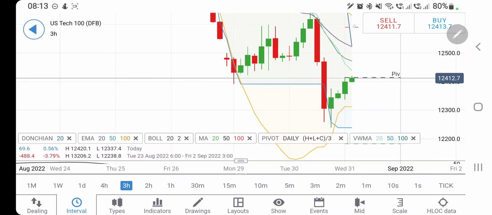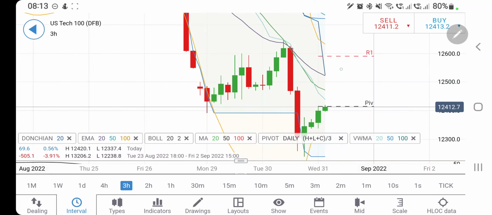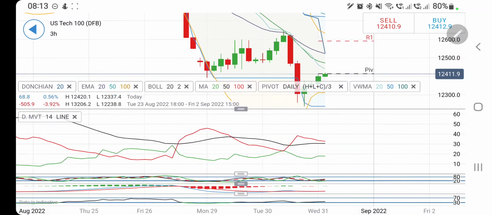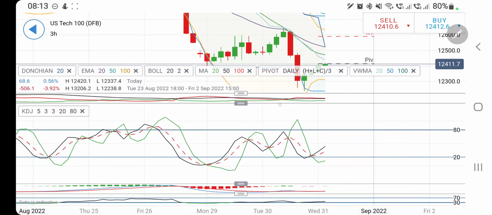A very strong resistance zone lies here. Previously we have seen consolidation here. We may see it getting resistance here, and then it may try to break from here. Possibility exists. Only beyond 12,600 will I consider that as a bullish move, and then we can remain bullish from there. Directional movement is bearish.